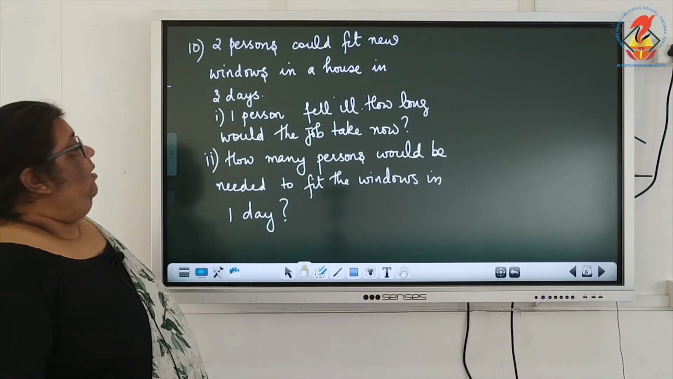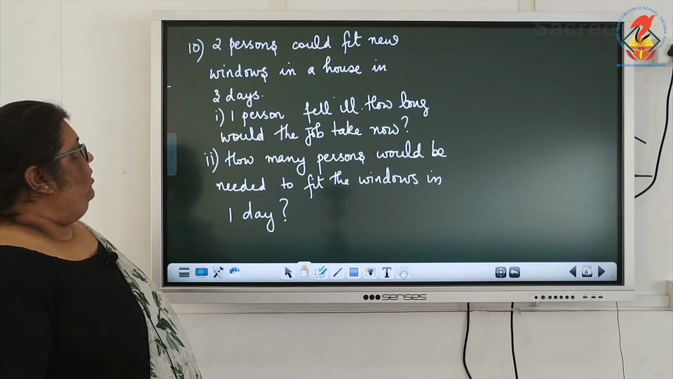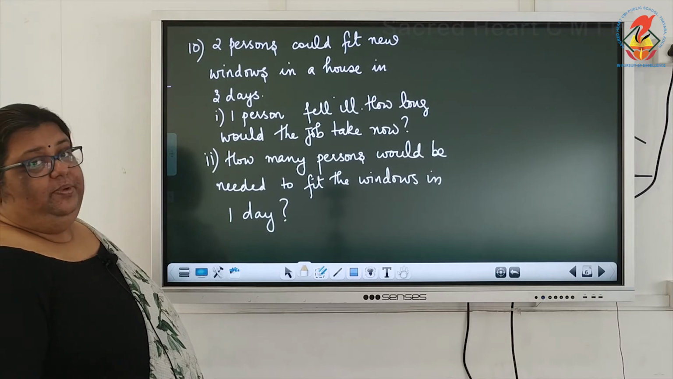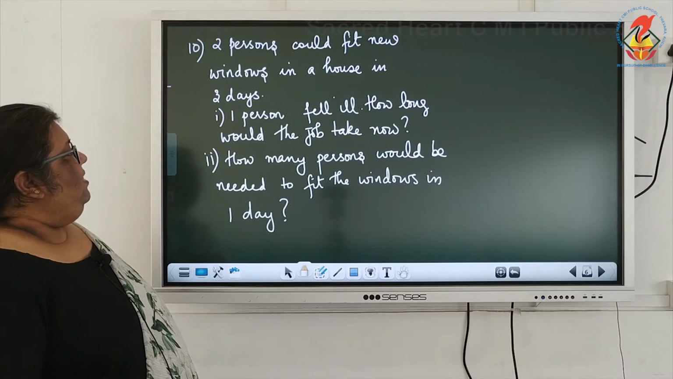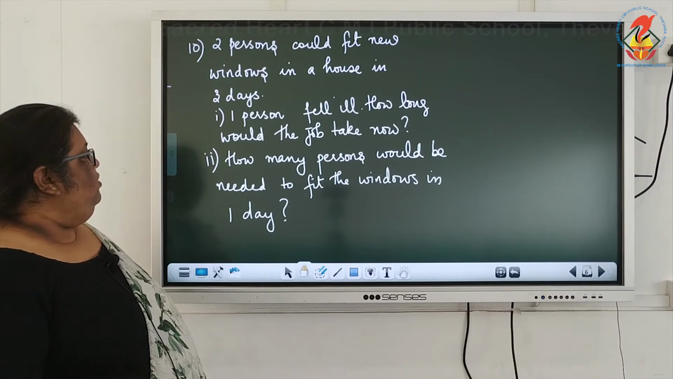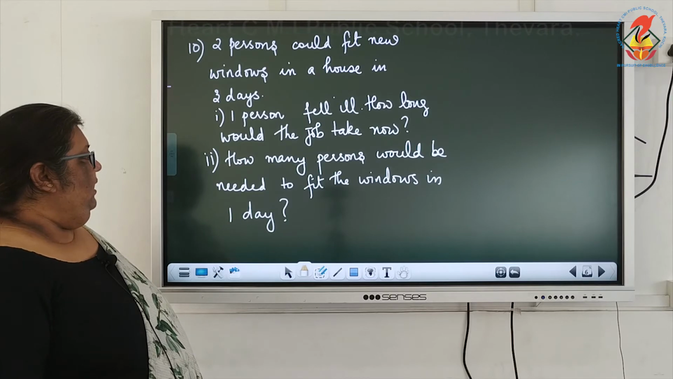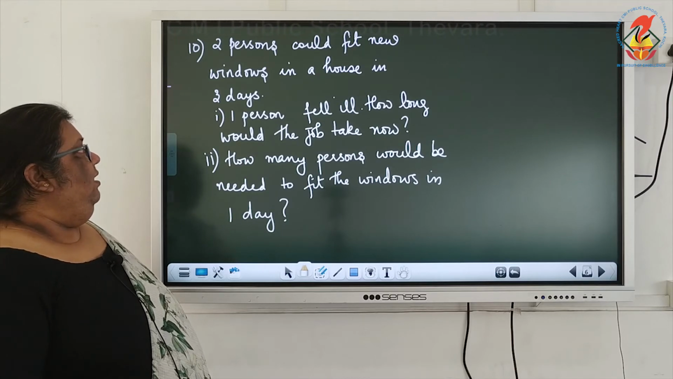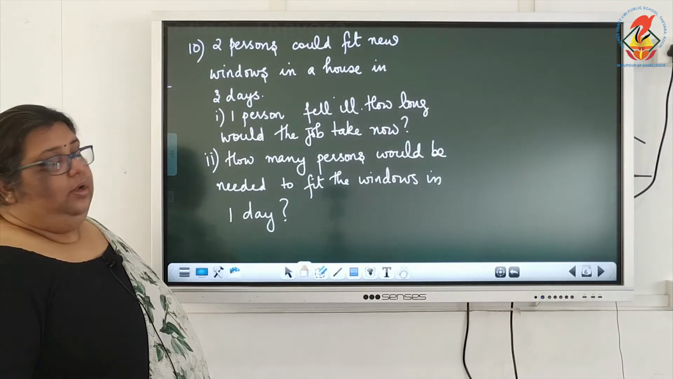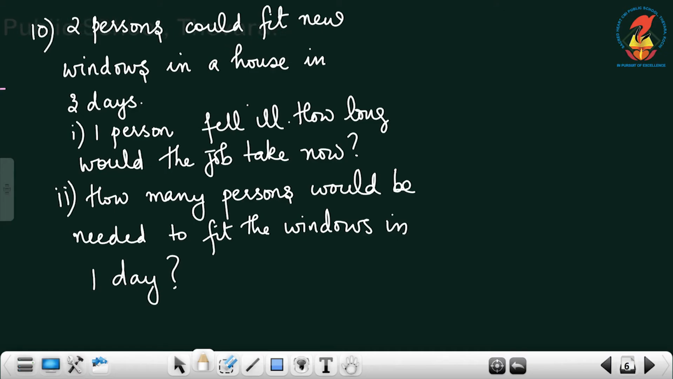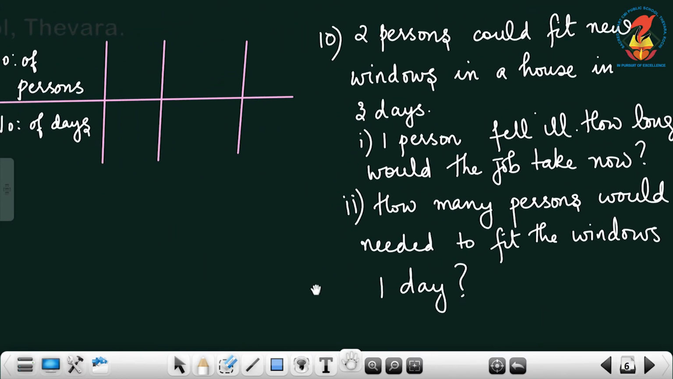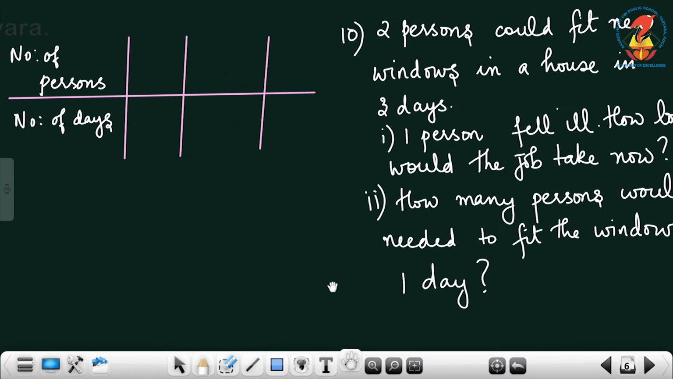10th question. 2 persons could fit new windows in a house in 3 days. There are 2 subdivisions there. One person fell ill. How long would the job take now? Second subdivision. How many persons would be needed to fit the windows in 1 day? So, 2 persons are required to fit a new window. For how many days? 3 days. Whenever a problem of this type comes, draw a table and then you can write it.